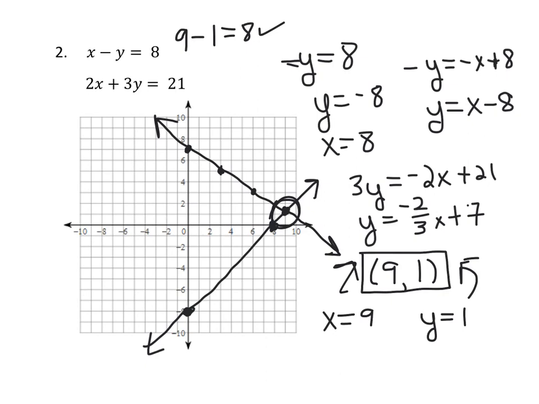Okay? So 2 times 9 is 18, plus 3 times 1 is 3, and 18 plus 3 is 21. So that one also checks.